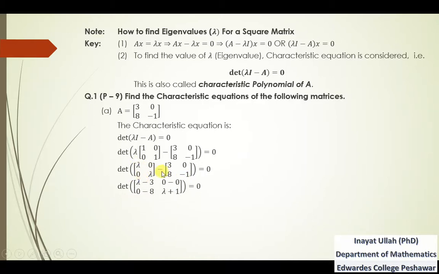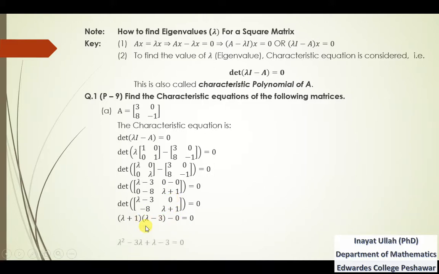So determinant of lambda minus 3, 0 minus 0, 0 minus 8, lambda minus into minus, so lambda plus 1, is equal to 0. Now how could we find the determinant of this matrix? That is AD minus BC. First of all, we write this matrix in standard form: 0 minus 0 is 0, 0 minus 8 is minus 8. Now the determinant of this matrix is this into that minus this into that. So that is (lambda plus 1) into (lambda minus 3) minus 8 into 0, which is 0, is equal to 0.